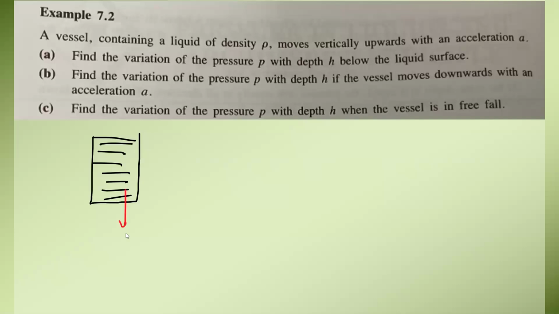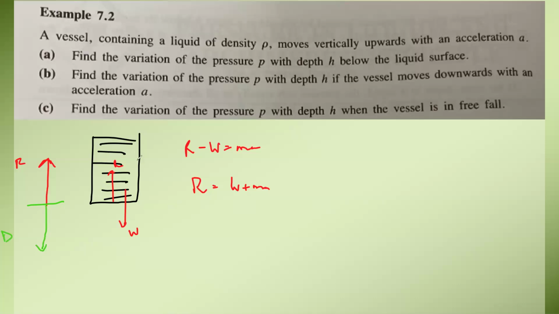So what actually happened is weight is acting downward and there is a normal contact force acting upward. So R minus W is equal to MA. So it means R is equal to W plus MA. So what is actually R? R is the reaction force of the fluid. So if R has increased, because R is W plus MA, it means the downward force has also increased.